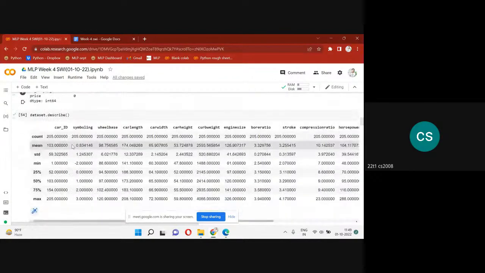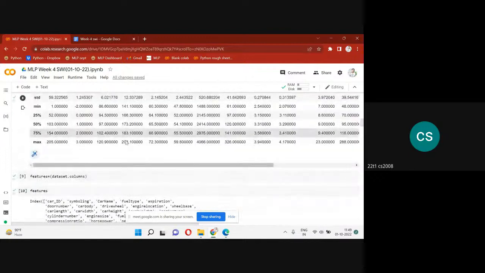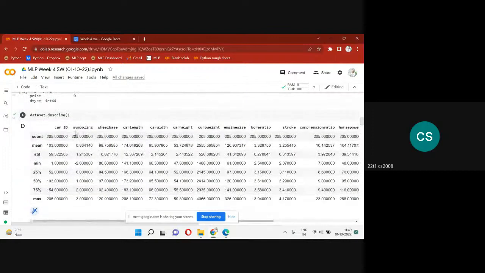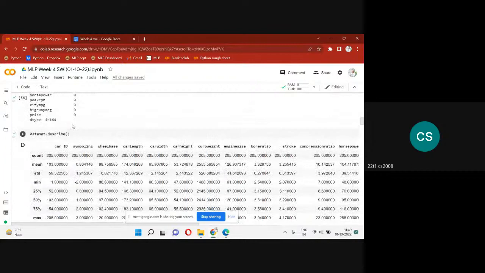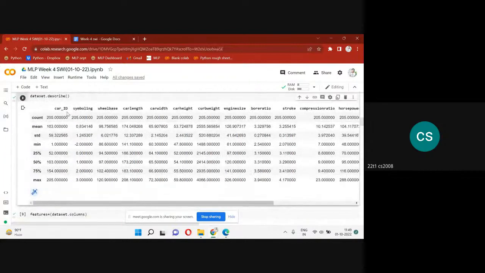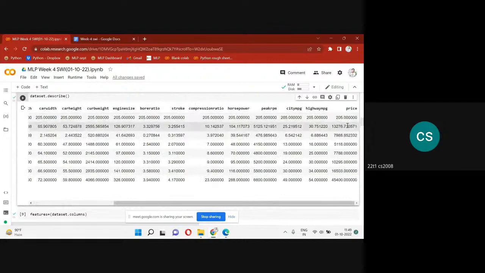Okay. Dataset.info, dataset.describe, these things are the basic steps you have to do on each dataset. So one thing you saw here, you had 26 columns. But here, how many columns are you seeing? 3, 5, 7, 9, 10, 11, 12, around 15, 16 columns. So do you understand here?